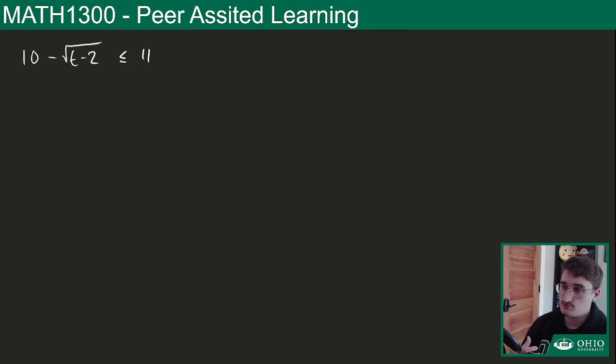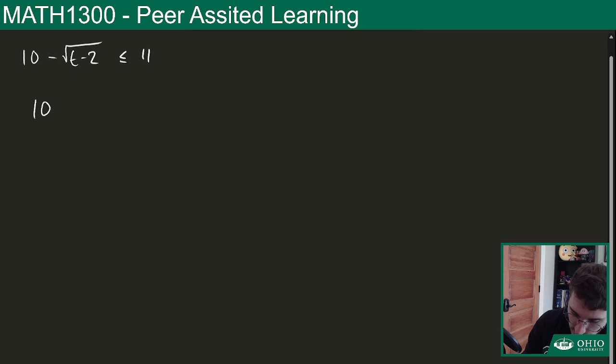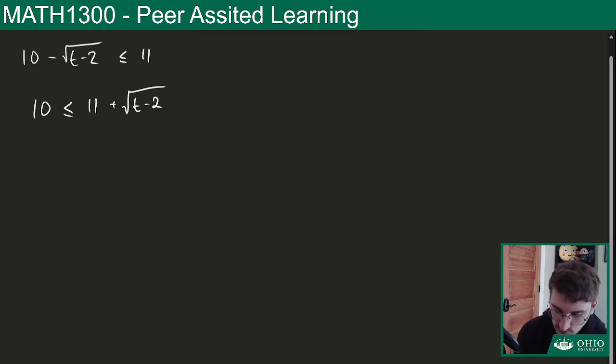You really shouldn't raise a side of the inequality to an even power because it's not going to preserve the inequality symbol. So I can't really get rid of this square root directly. So I'm going to start by moving terms to one side. I'm going to do this using strictly multiplication and subtraction because I don't want to accidentally flip my inequality by dividing. Let's start by moving the square root over. So I have 10 is less than or equal to 11 plus the square root. And now let's subtract that 10 over.